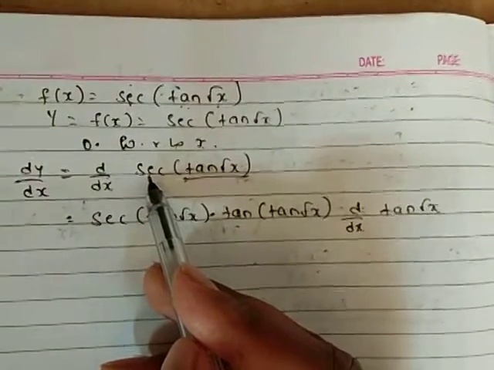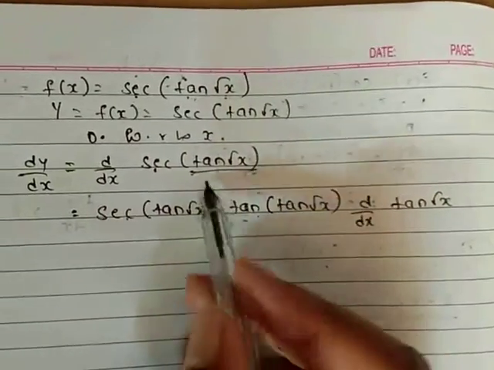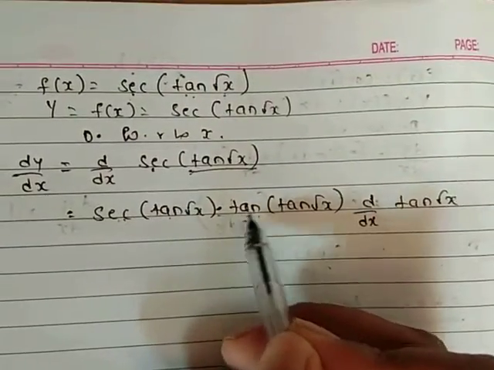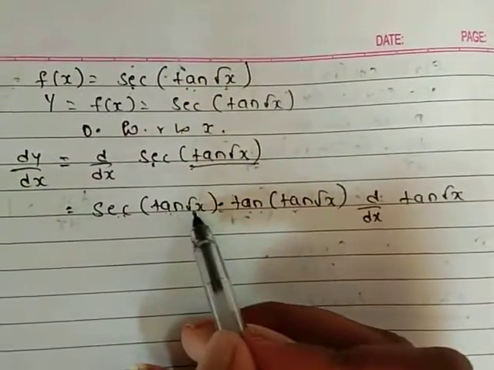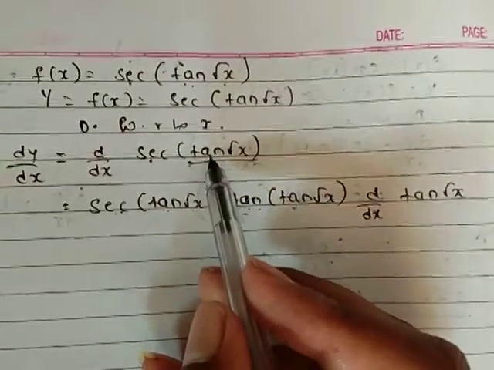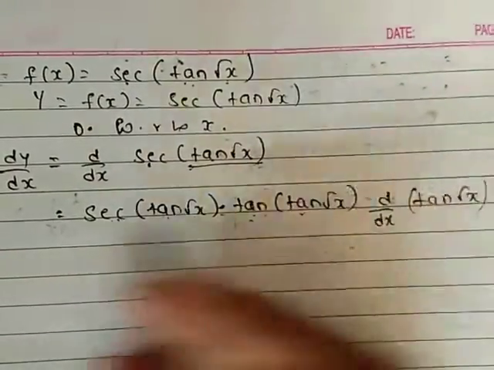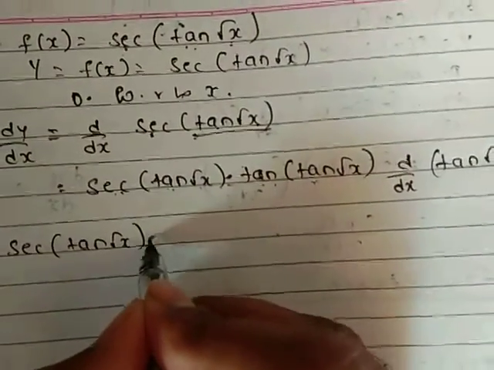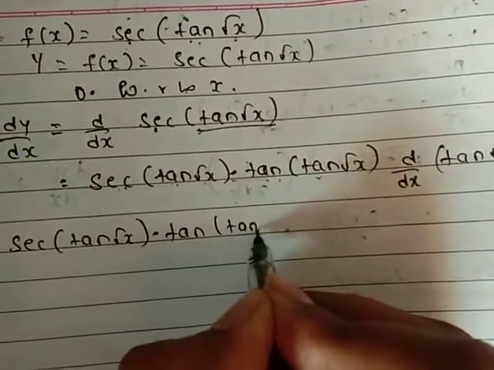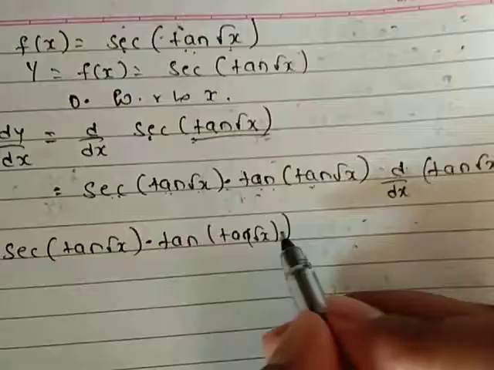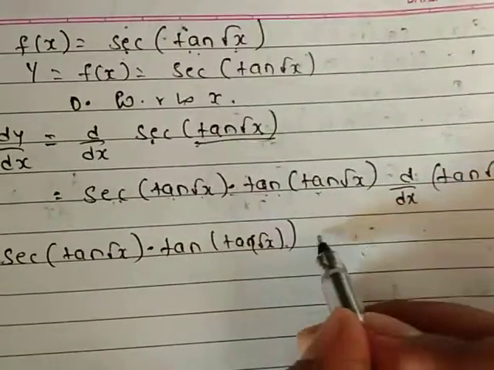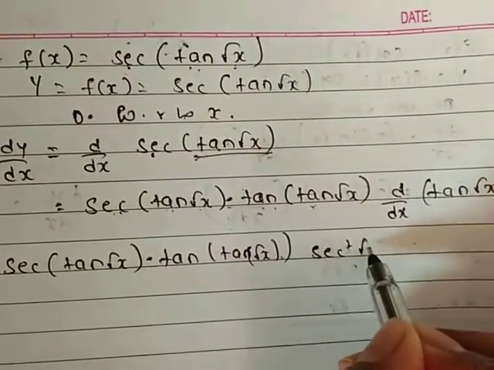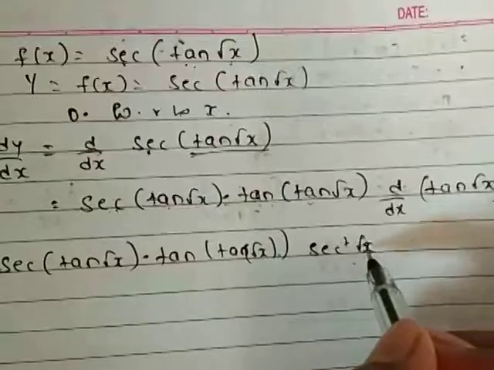First we differentiate secant x. Differentiation of secant x means secant x into tan x. In the place of x we have tan of root x. Again we need to differentiate tan root x. So secant tan root x into tan of tan root x remains as it is. Here differentiation of tan x means secant square x, so secant square root x.